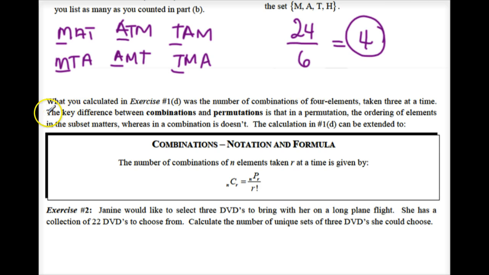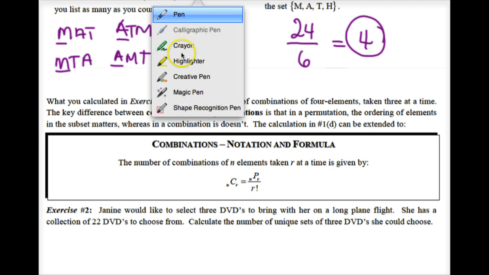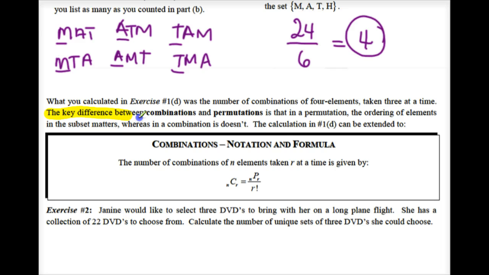The key difference between a combination and a permutation, and this I want to highlight, is that in a permutation the ordering of elements matters, and in a combination the order does not matter. And this is when you decide, do I use a combination, or do I use a permutation? If the order matters, that's a permutation. If the order does not matter, that's a combination.